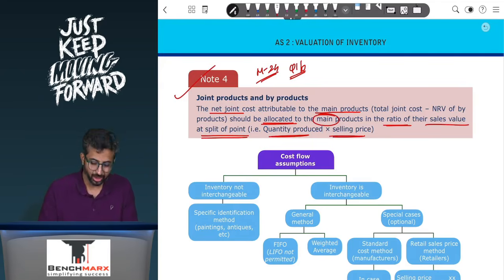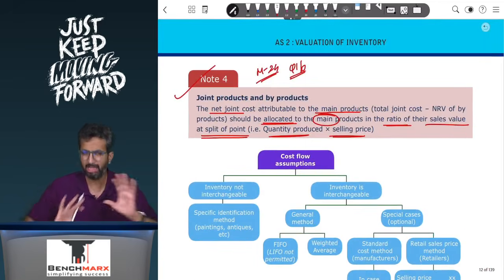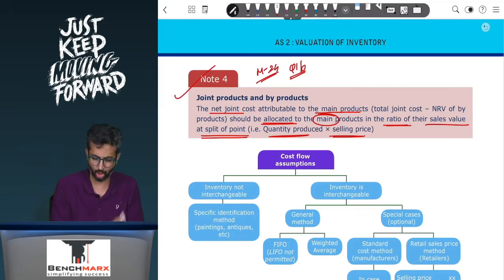Okay, so we'll do a sum on this, I think question 20 or so in our material, which will give you a much more detailed understanding of joint product and byproduct, and there are multiple sums for fixed production overheads as well. Right now we are just being very clear on the concepts.